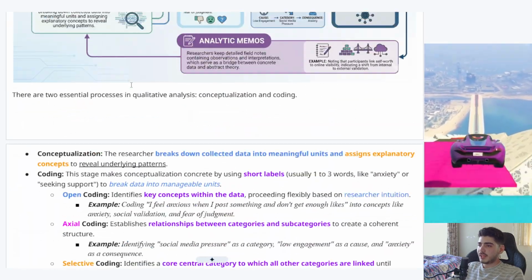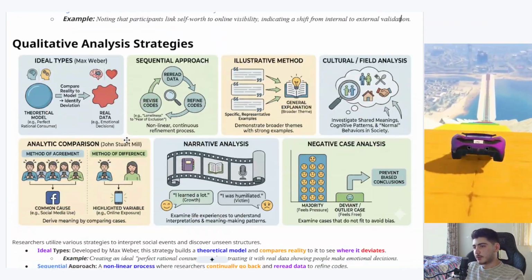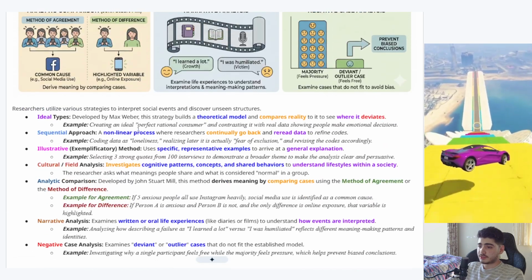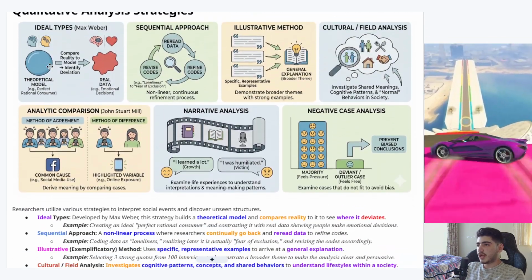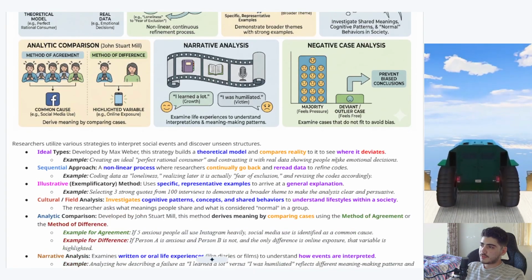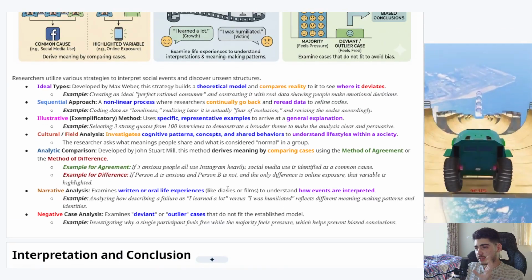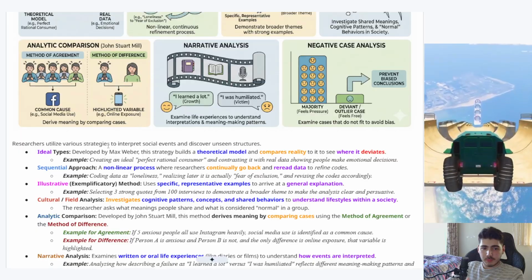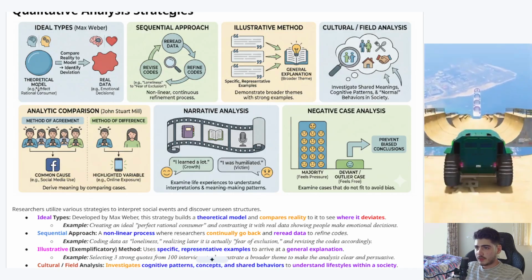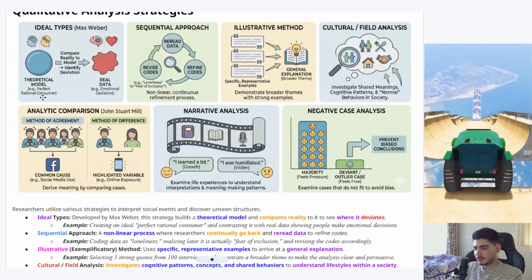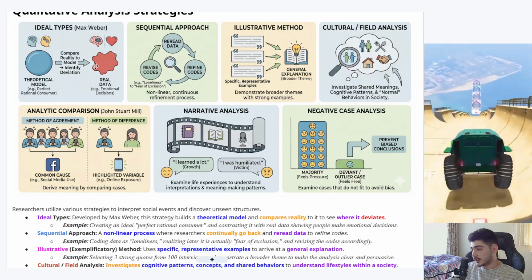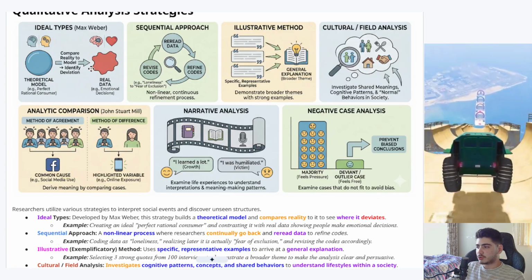So, how do we actually analyze the data that we have just gathered? We use qualitative analysis strategies because our data is qualitative. So, we have 1, 2, 3, 4, 5, 6, 7, I think. We have 7 different types of analyses. The first one was developed by Max Weber, and it basically creates a theoretical model like a perfect rational consumer, and you contrast it with real data showing people make emotional decisions.